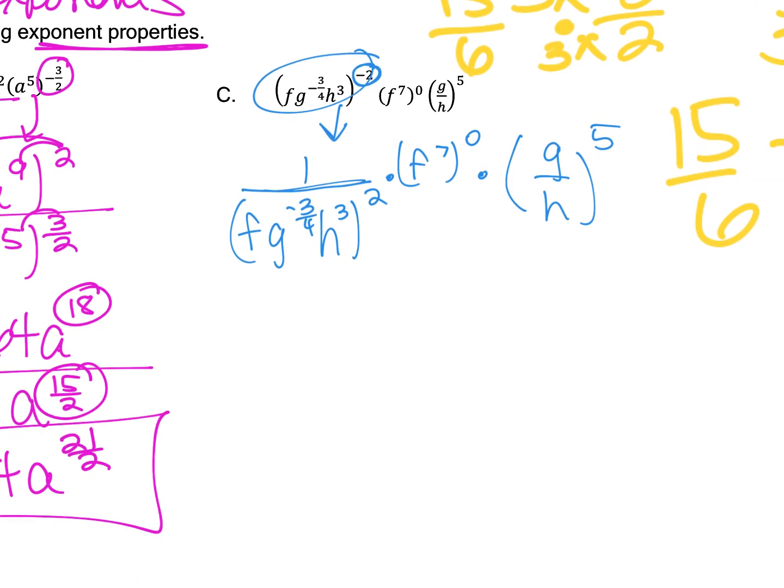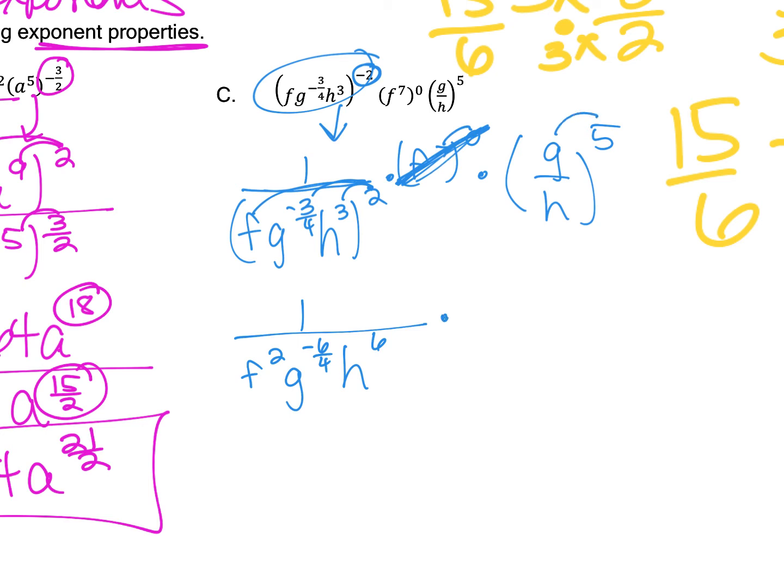All right, so I need to start working on this, simplifying it. So I'm going to go ahead and just start distributing this. That's f squared. That would be g. Multiply those, power to a power. That's negative 6 over 4. And then that's h to the 6th. Because remember, power to a power, you multiply them. F to the 7th, and I multiply it by 0. Anything to the 0 is 1, so that is gone. You can mark that out.